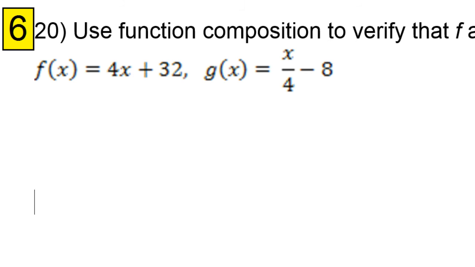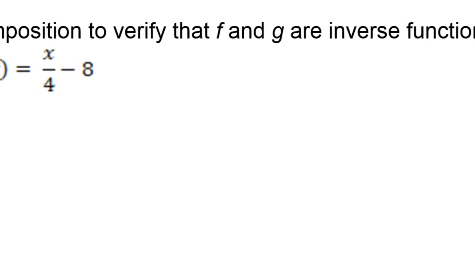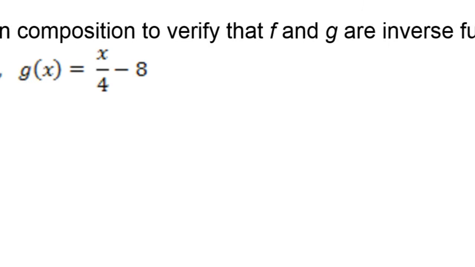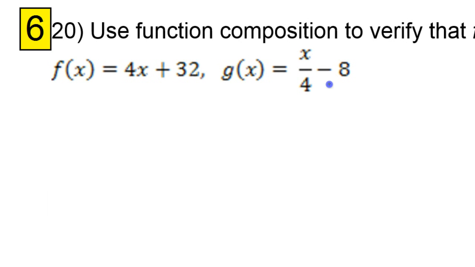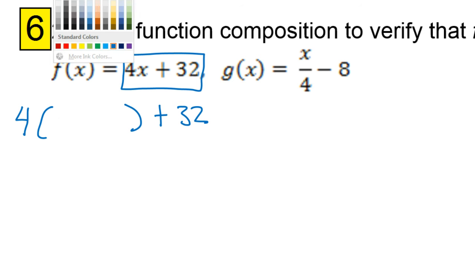All right, for number 20, we are supposed to use function composition to verify that these two functions are inverses. So to do that, you need to substitute one function into the other and make sure that everything cancels out and you're left with x. So this first function, which I'll color blue, 4x plus 32, I'm going to write that as 4 parentheses plus 32. That leaves me ready to substitute.